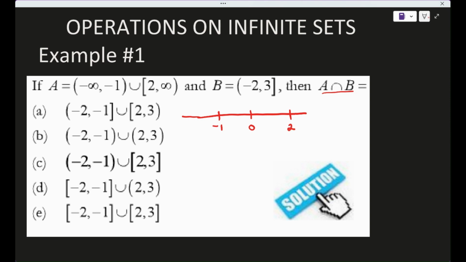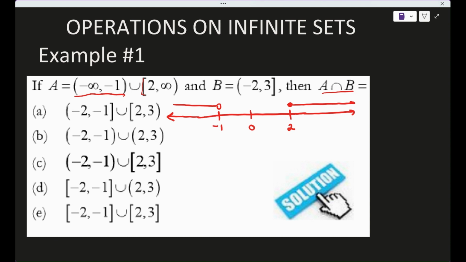But look at A. A is from minus infinity to minus 1. So we can draw our arrow. When we get to minus 1, we put an open circle because it is open at minus 1. Then we have closed at 2. So from 2, we put a shaded circle, then we continue. But remember, this is going to infinity. So actually, this is A. This is what A is.